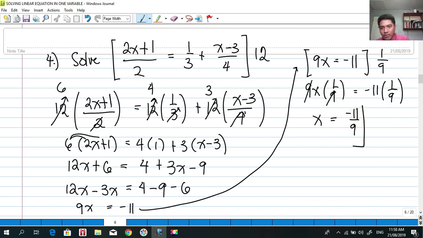This is now our solution for our linear equation. So, if you want to check if this is correct, well, of course, you have to substitute the value of x into this, and verify if you substitute x also here, and if they are equal, this is correct.